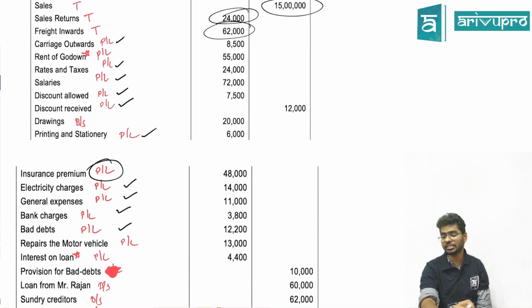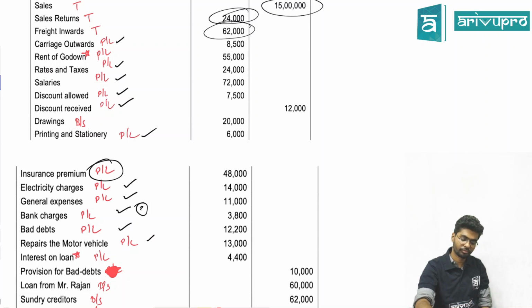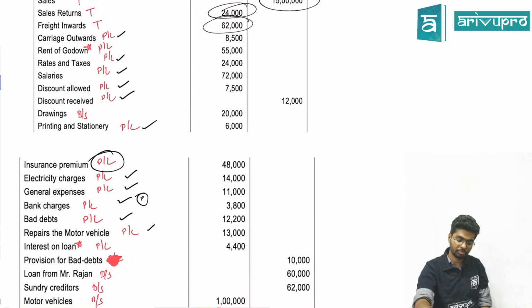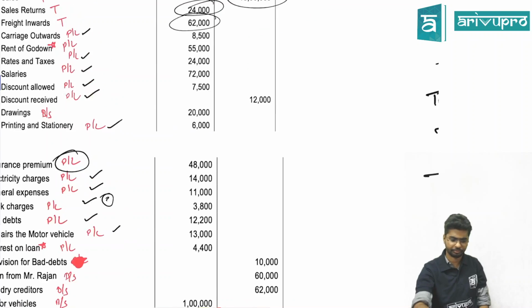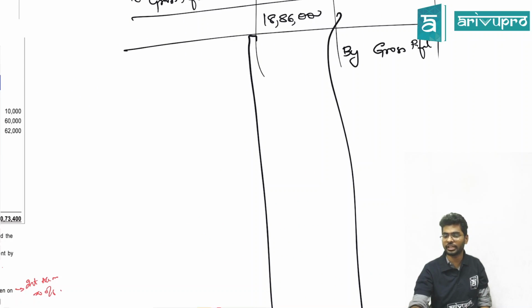When it appears in my trial balance, what do I do with it? Few guys would have got confused, so we'll keep it a question mark so that in the exam you don't make that mistake. Repairs and maintenance, that's all. So guys, start telling all the items except the ones which I have put a star on.